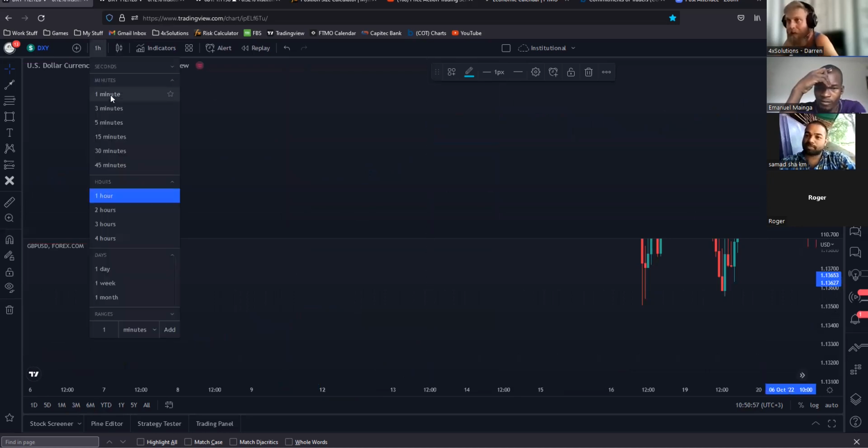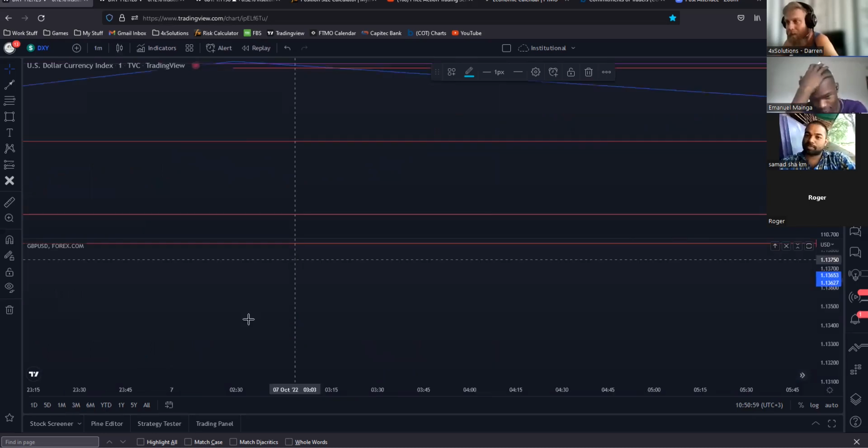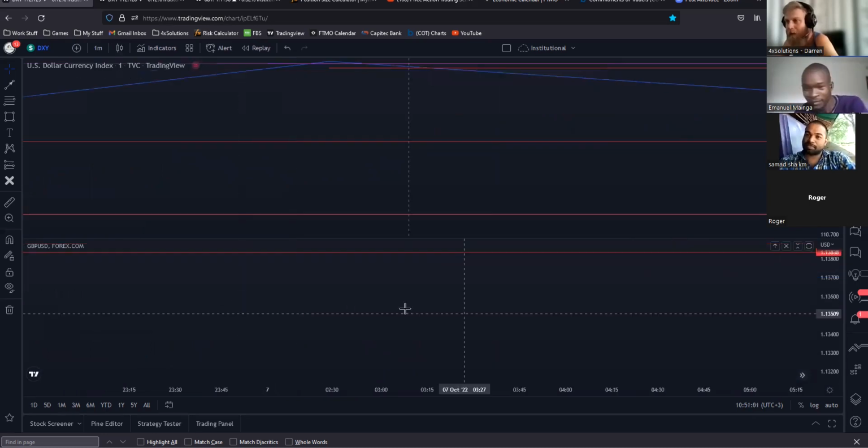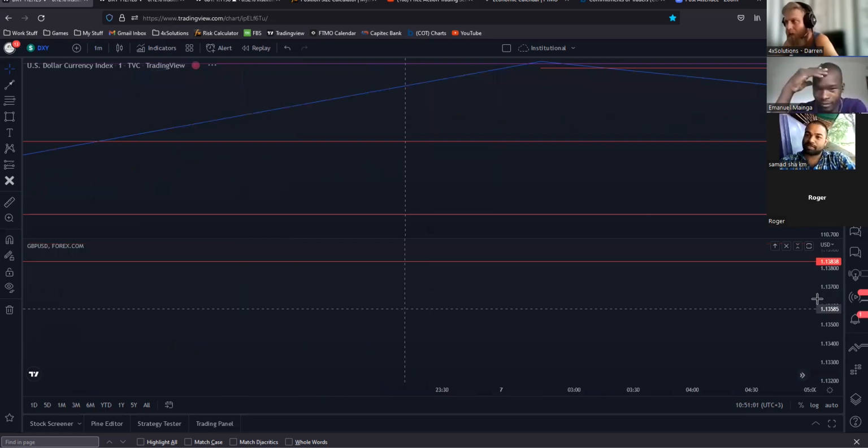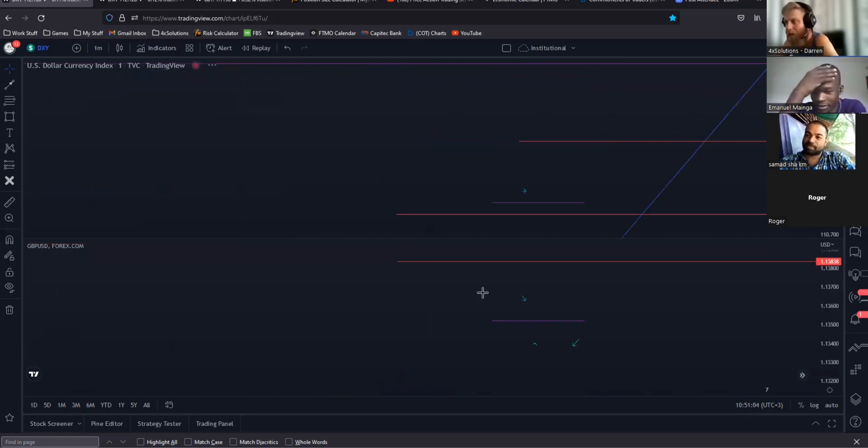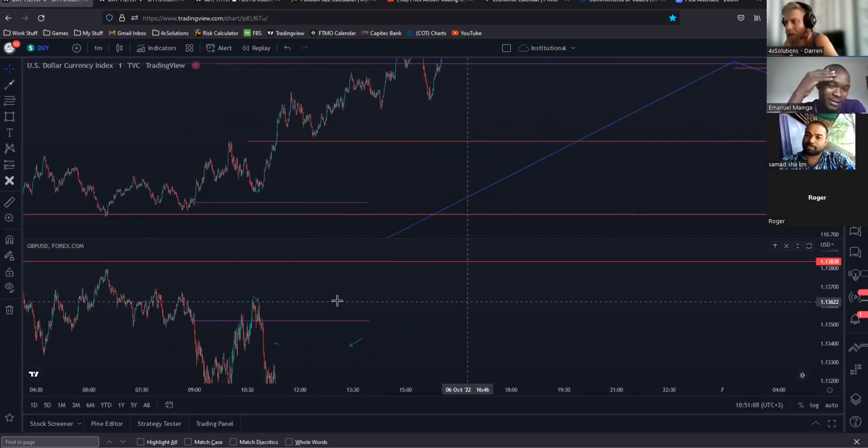Where do you get entry? On the SMT. If there is a manipulation and you notice it, then that's your entry.